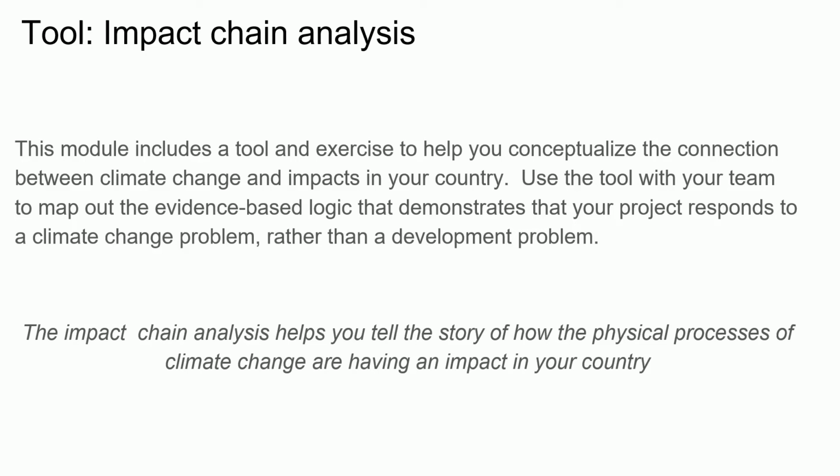to map out the evidence-based logic that demonstrates that your project responds to a climate change problem and not a development problem. So the impact chain really helps you to tell the story of how the physical processes of climate change are having an impact on your country. Like we said, it allows you to draw a line from the physical processes to the impacts, and then eventually to your project intervention. And that helps to ensure that your project is a climate change project.